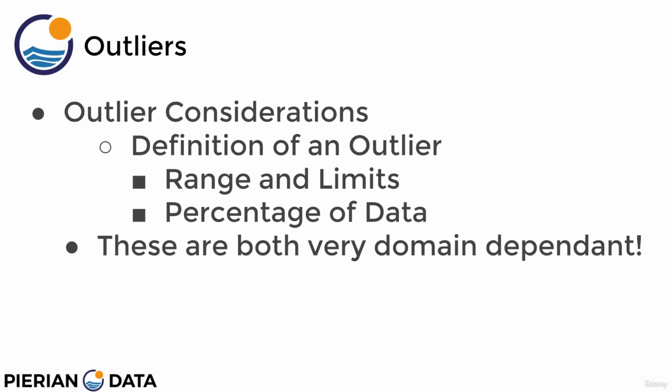So what do we actually need to consider when we're talking about outliers? We'll need to talk about what we're actually defining as an outlier. And that takes into consideration two main components: the range and limits of what you're calling an outlier, as well as what percentage of data you're willing to refer to as an outlier. And keep in mind, pretty much everything we're going to be discussing here is extremely domain dependent and extremely dependent on your exact data set. There is no one-size-fits-all solution.